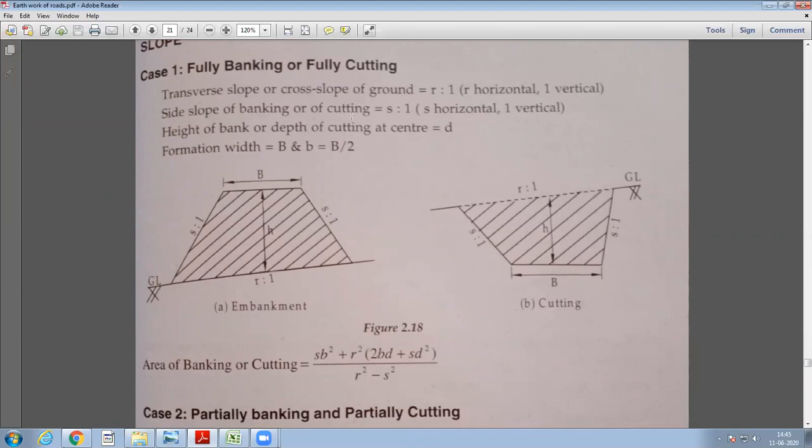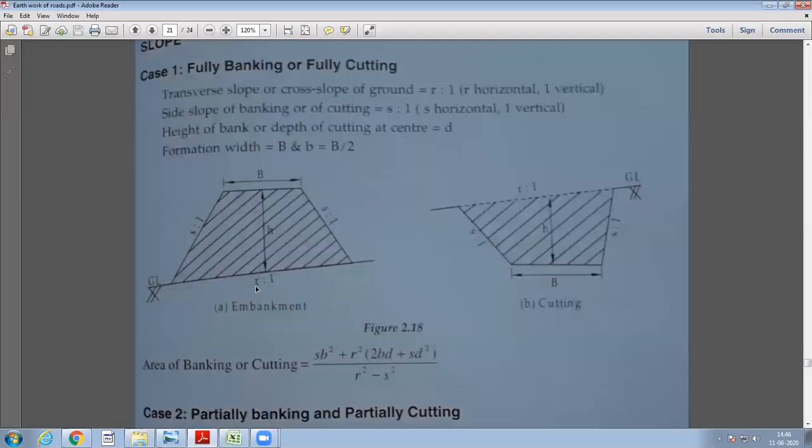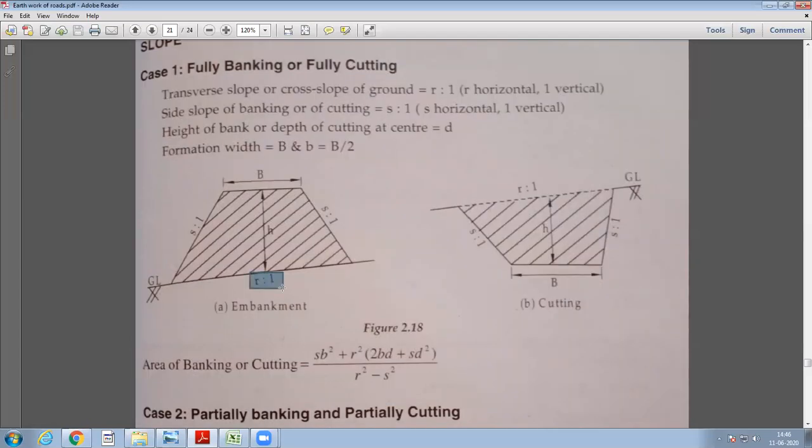Side slope of the banking or cutting is as usual s is to 1 here. This is the side slope and this is the transverse slope. Don't get confused. This is the transverse slope of ground level and this is the side slope of our renovated work. Whether it may be a cutting or banking, whatever we have created is s is to 1, and whatever the natural ground level was, that slope is called r is to 1.